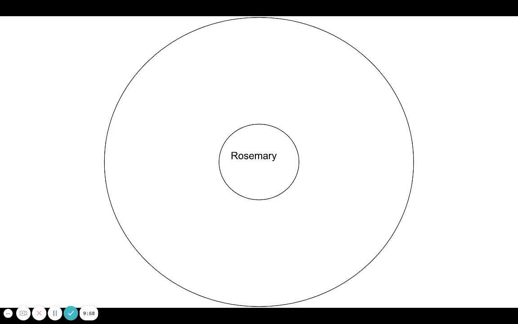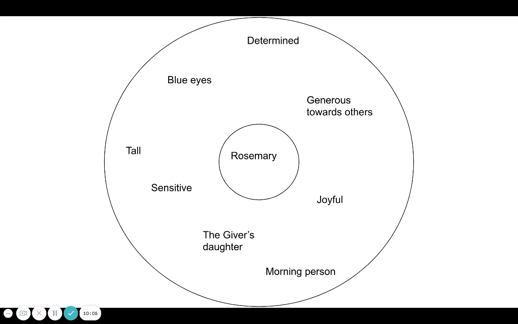And then in the larger circle, I am going to fill it with as many details that I know about her. Okay, so some of these I knew from the book, but some of these I just made up because it's my own story that I get to make up. So you are going to do the same thing.